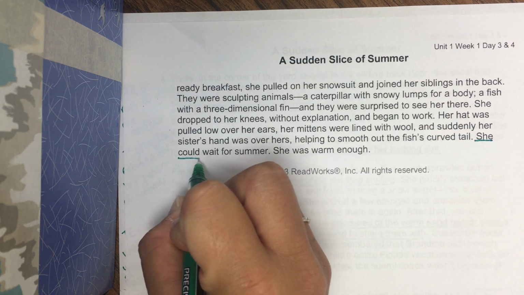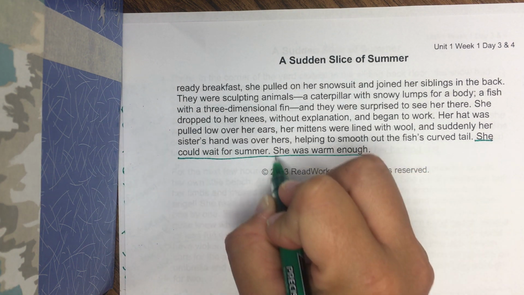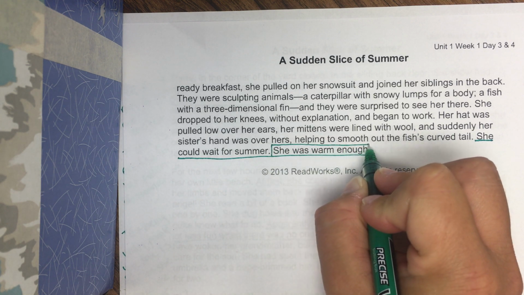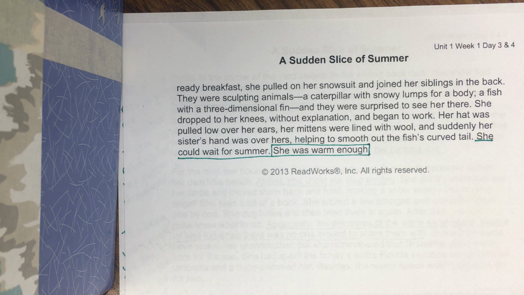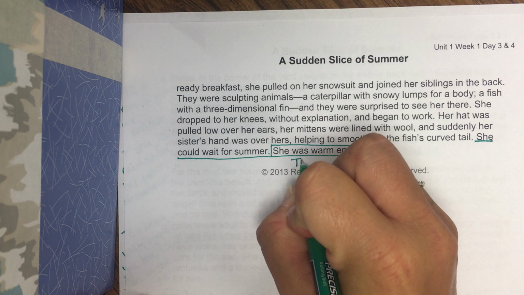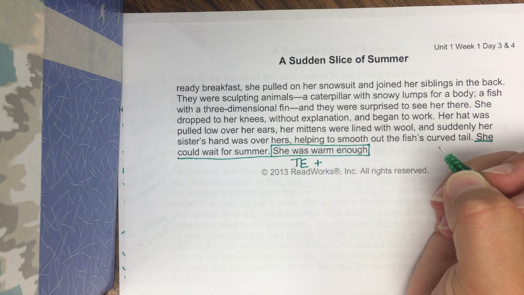Our author tells us that Susanna could wait for summer because she was warm enough. I'm going to put a box around this because I think it is that important. What on earth does it mean when it says that she is warm enough? Now, I'm wondering, are they talking about warm in terms of like if you're cold or if you're hot? And it sounds like she's bundled up, so she shouldn't be too cold outside. But are they talking about how she's feeling on the outside or how she's feeling on the inside? I think it's how she's feeling on the inside. So I'm going to make an inference about why I think she's feeling warm on the inside.